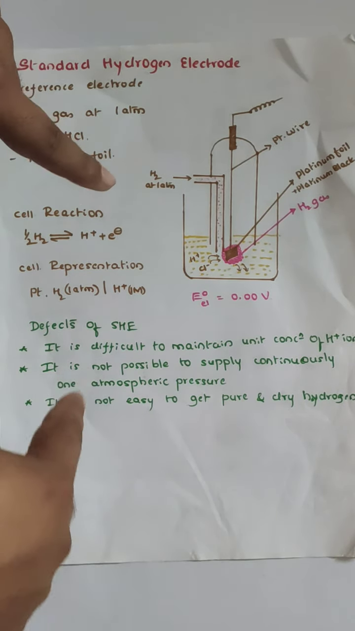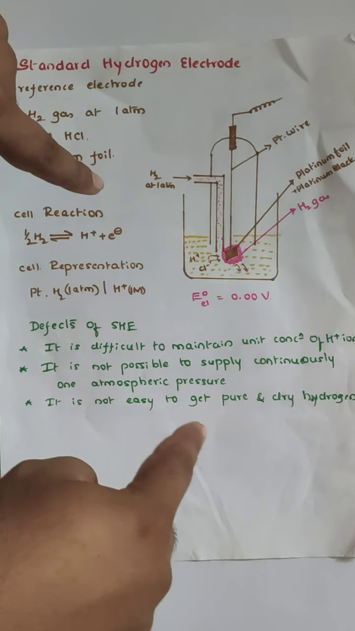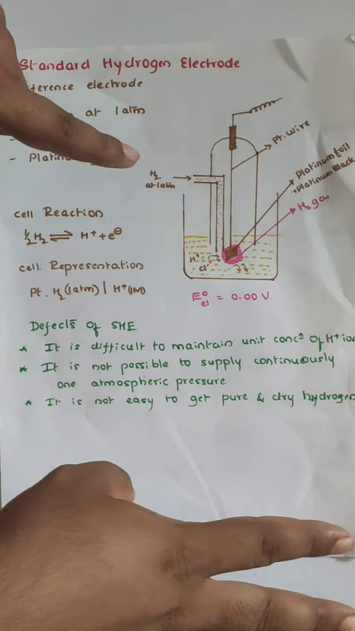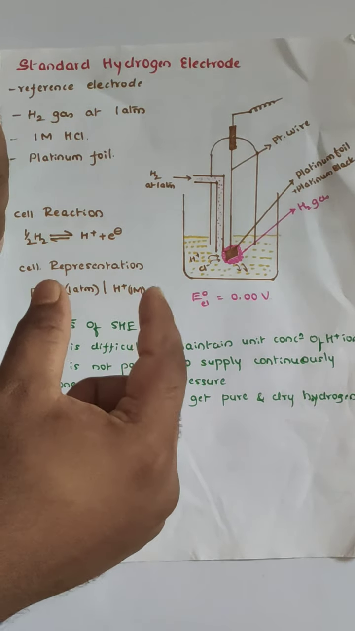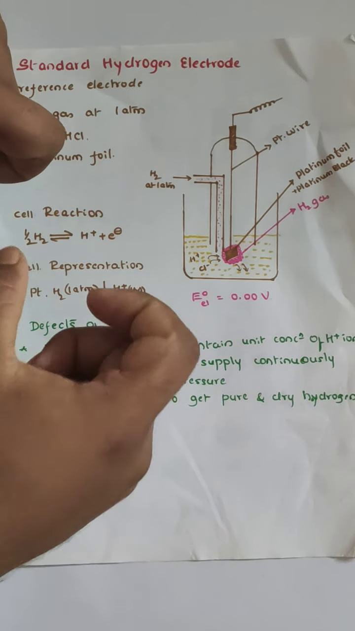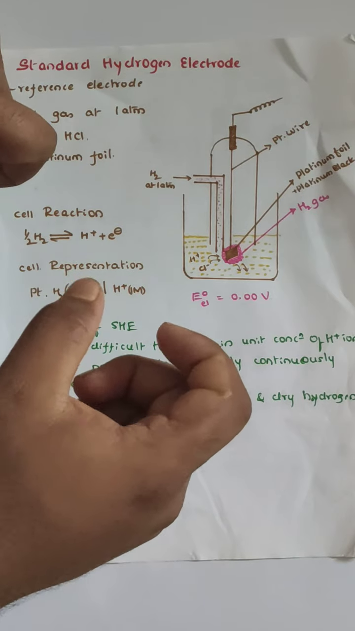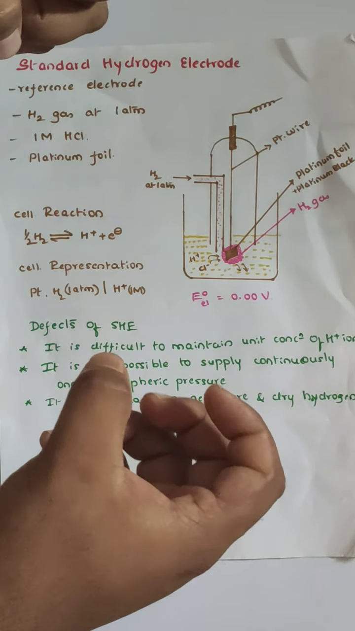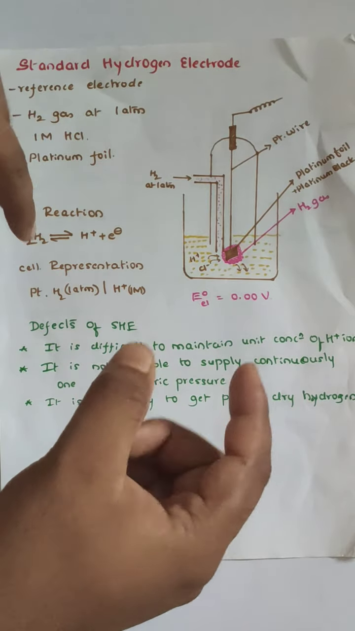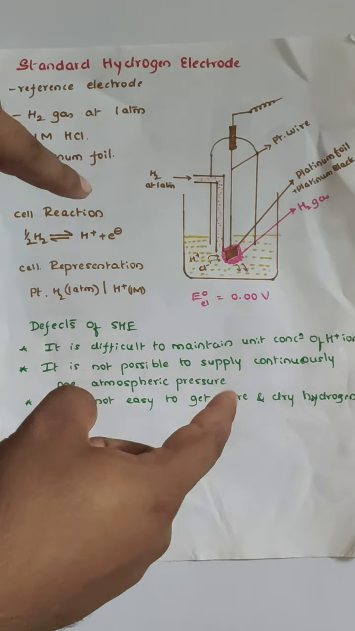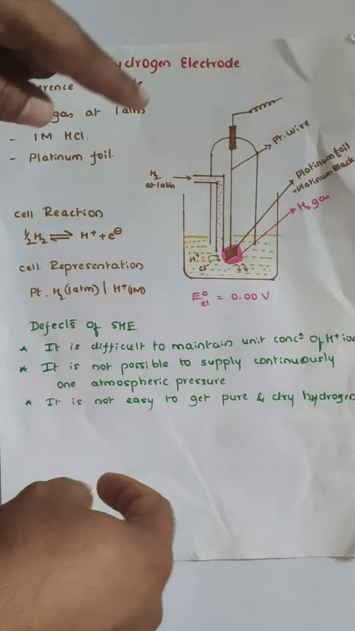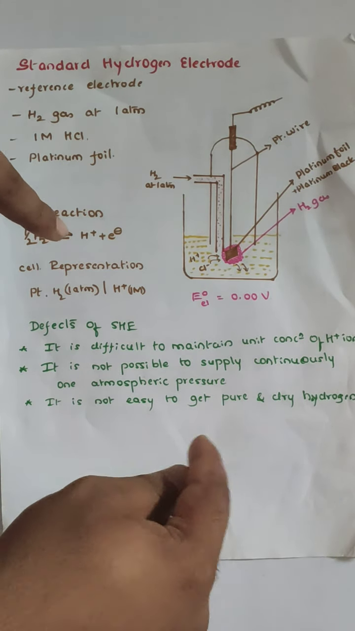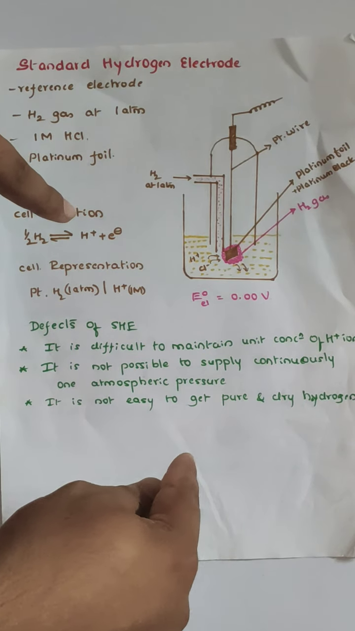The second defect is that it is not possible to continuously supply hydrogen gas at 1 atmospheric pressure. Hydrogen is a highly flammable gas and catches fire easily, therefore it is not easy to maintain the 1 atmospheric pressure. So this is also one of the defects of the standard hydrogen electrode. And the next defect is that it is not easy to get pure and dry hydrogen.